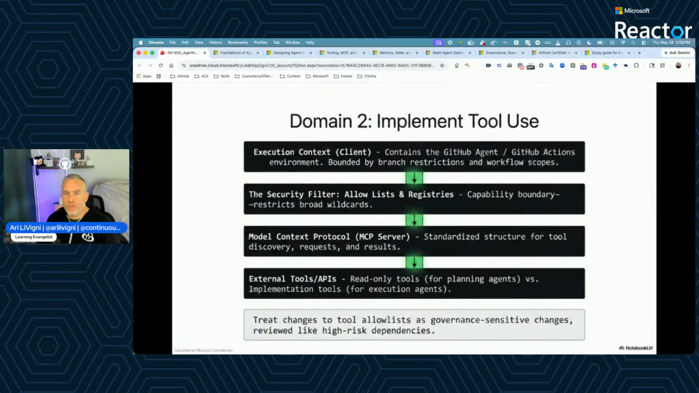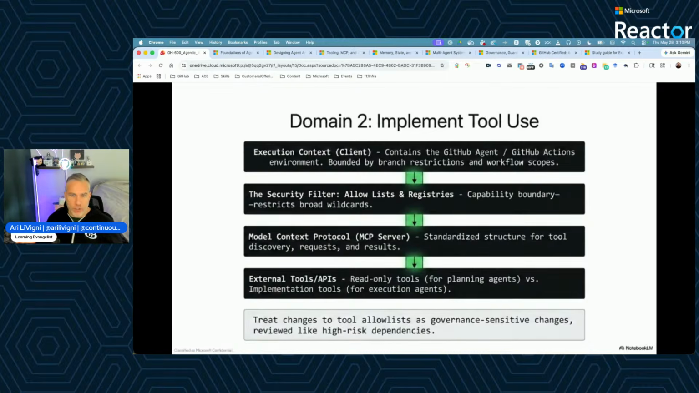When we get into domain two, this is where we get into the different tools and the execution context. It contains the GitHub agent, the GitHub Actions, the environment, and there are certain restrictions bounded by the branches and the workflow scopes that we run as part of pull requests. Most folks on this call are familiar with GitHub and the workflow of using pull requests, using issues, and so on and so forth. There's also a security filter with an allow list of which registries, MCP registries, we use, and which MCP servers we allow as part of those registries.